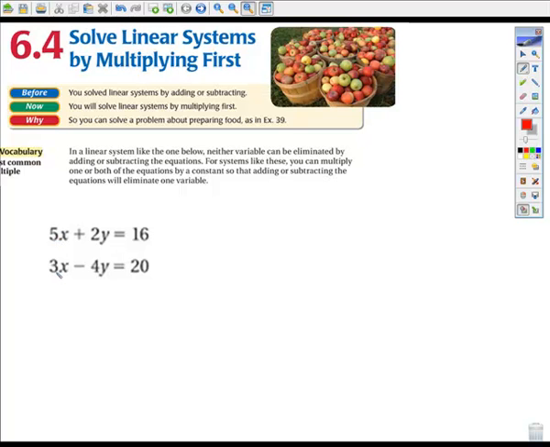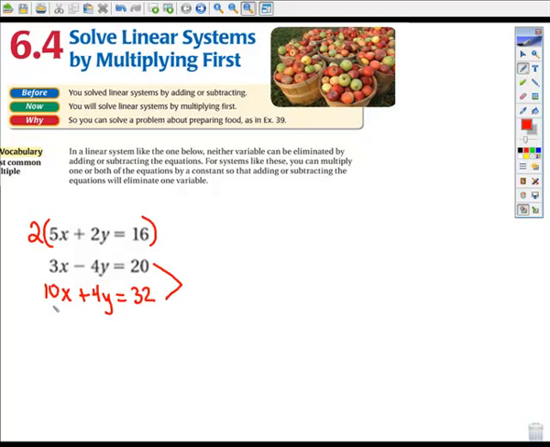So 5 is not a multiple of 3, 3 is not a multiple of 5, so I'll look at the y expressions or the terms. 2y, negative 4y. 4 is a multiple of 2. So what I'm going to do is take this top equation and multiply every term by 2. So when I do that, I get a 10x plus 4y equals 32.